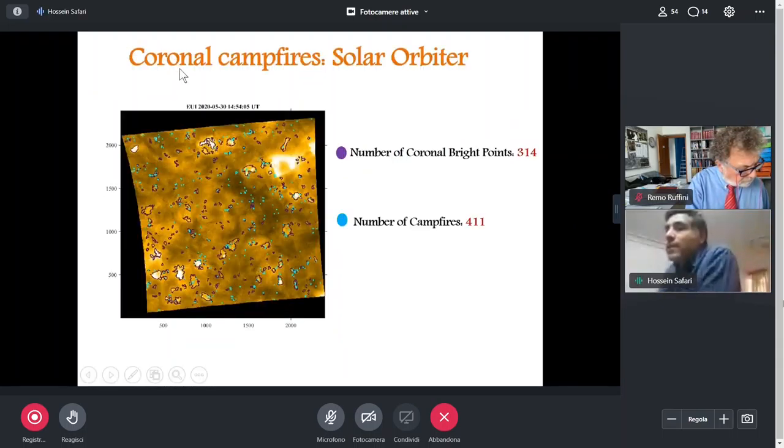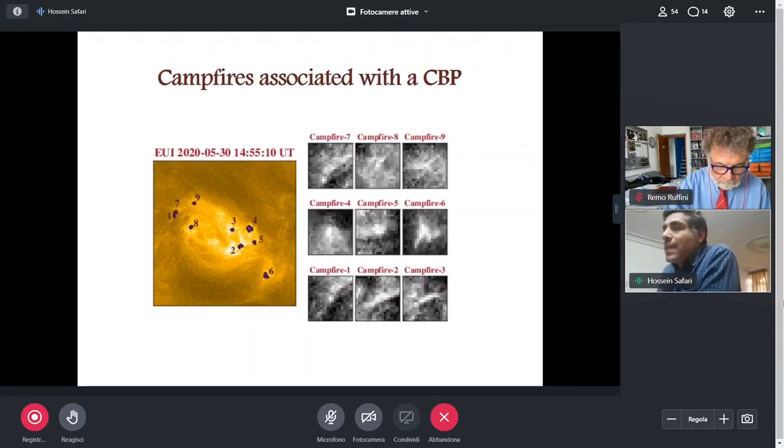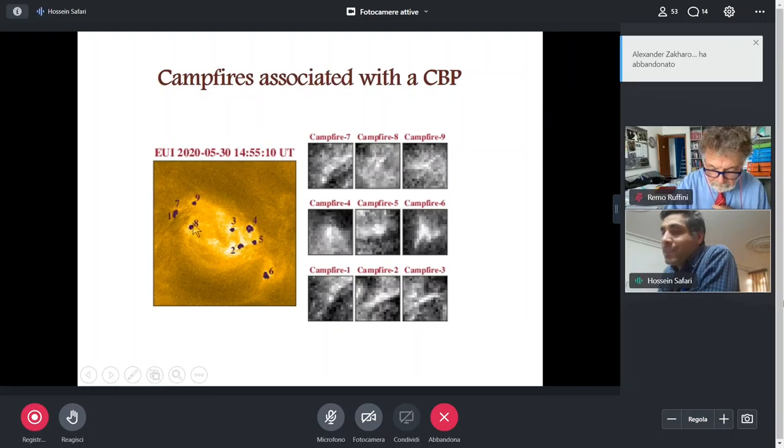We applied the machine learning classifier to Solar Orbiter images, as you see the date here, an EUI image. We obtained more than 300 coronal bright points in this image and more than 400 campfires, as shown by the contours. We find that some campfires are associated with coronal bright points, hosted by a bright point. This is a large bright point, and we observed nine campfires inside it.